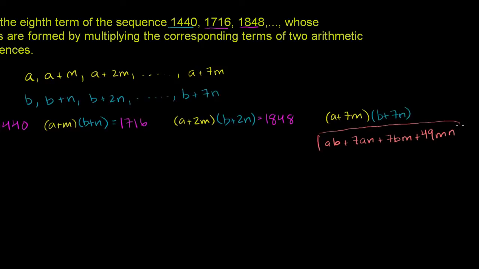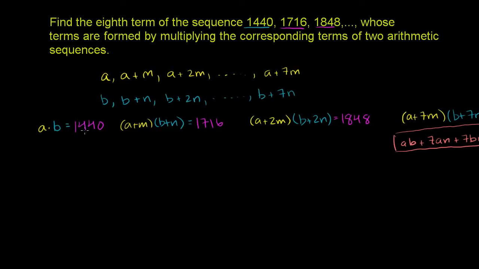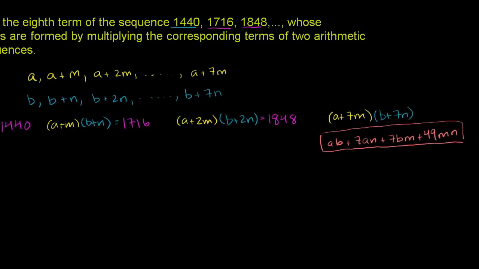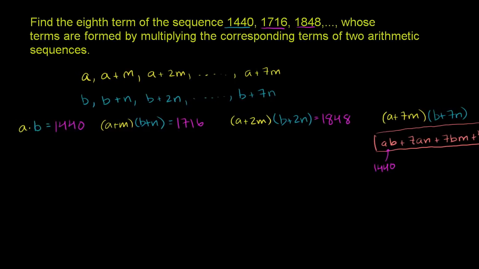So this is what we need to figure out the value of. Well, we already know one of the terms here. We already know that a times b is equal to 1440. So we're already making some headway. This right here is going to be equal to 1440. Now let's see if we can figure out anything for these terms over here using the other information over here.